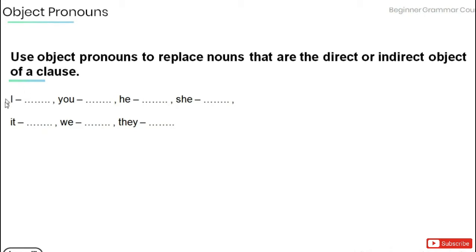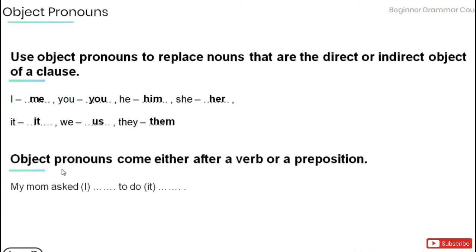What is the object pronoun of the subject pronoun I? Me. You. You. He. Him. She. Her. It. It. We. Us. And they. Them.